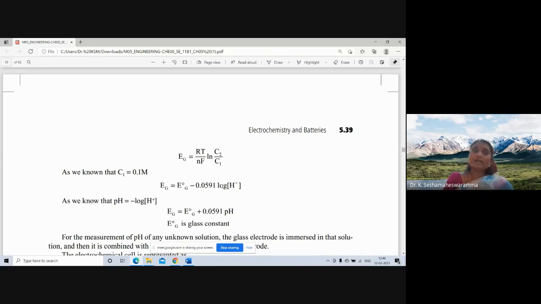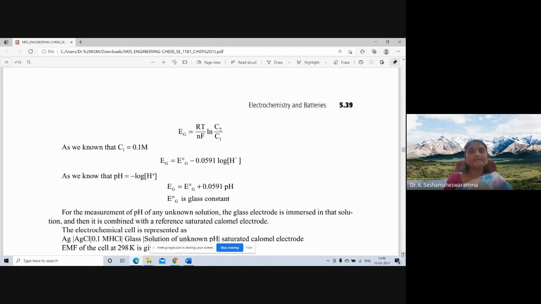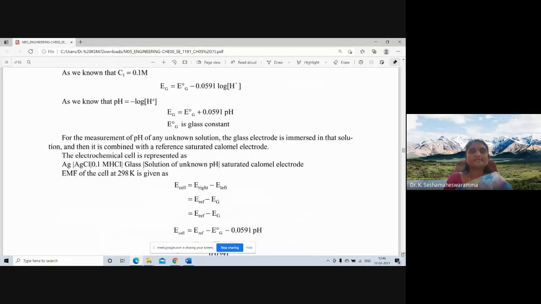Minus log H plus, the negative logarithm of H plus, is nothing but pH. Hence the equation becomes E equal to E0G plus 0.0591 pH. Here E0G is represented as a glass constant.